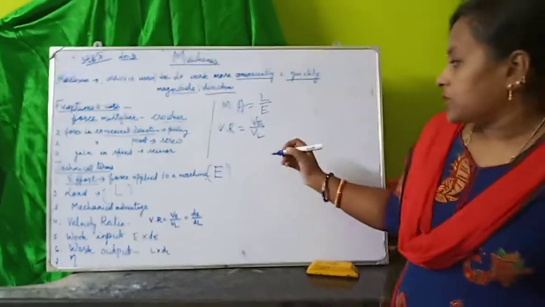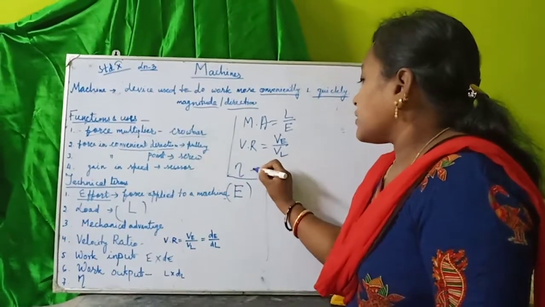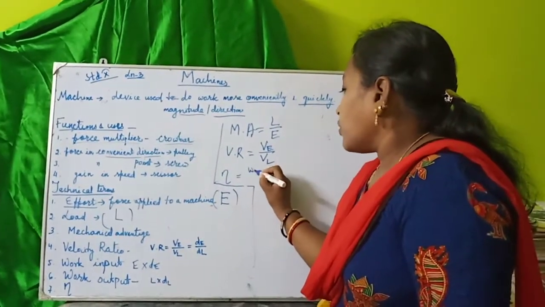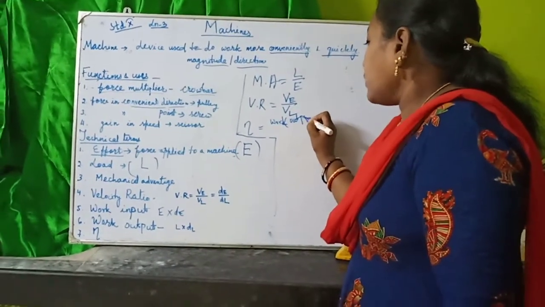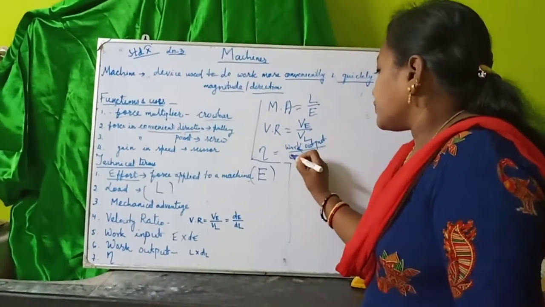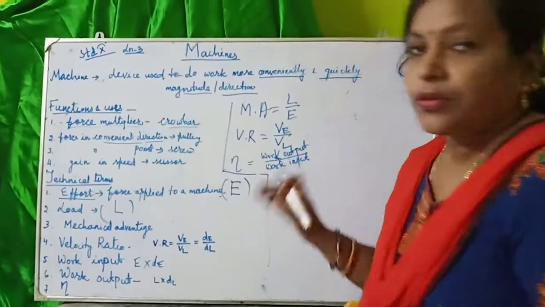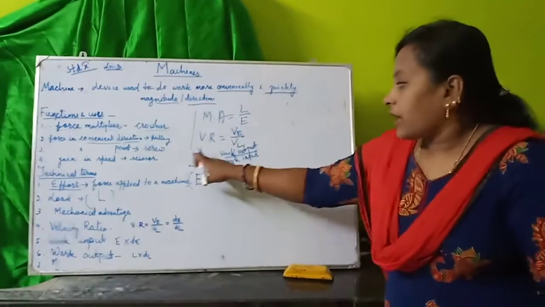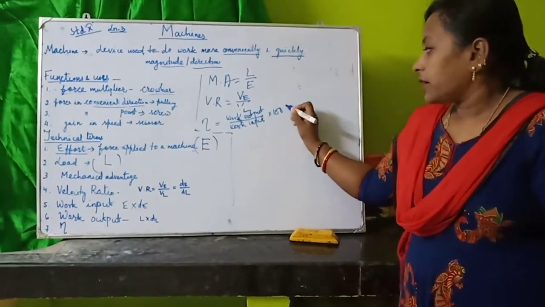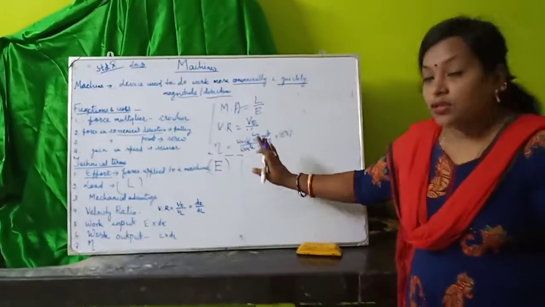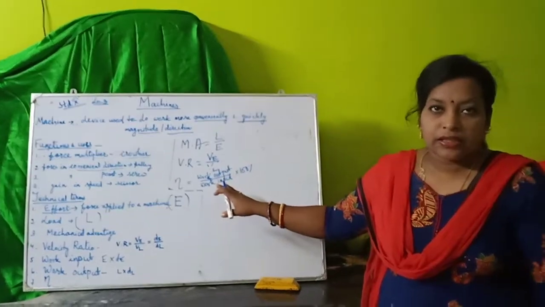Last part is efficiency. Efficiency is defined as the ratio of work output to work input. Work output by work input. This is every time expressed as a percentage, so you should write 100%, and it has no unit because it is a ratio of two similar quantities.